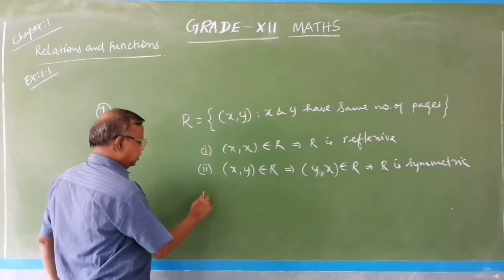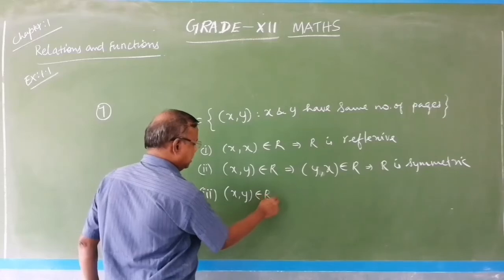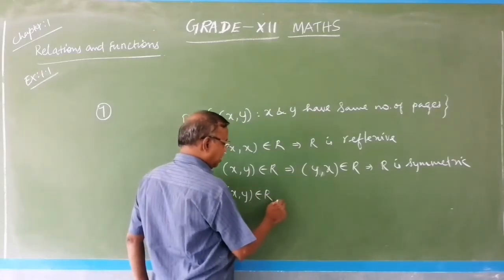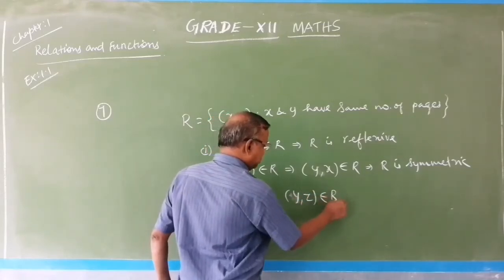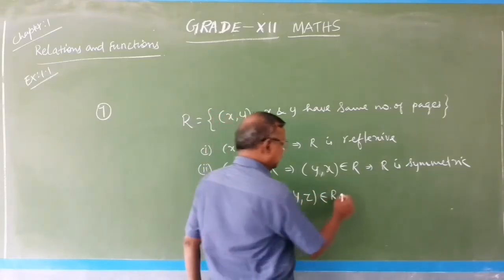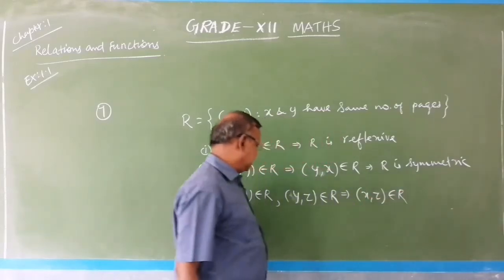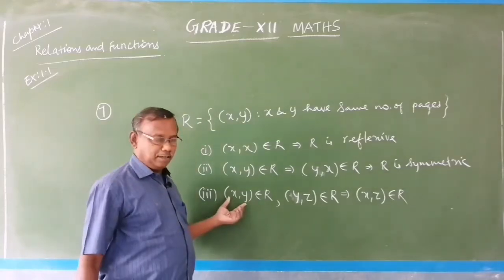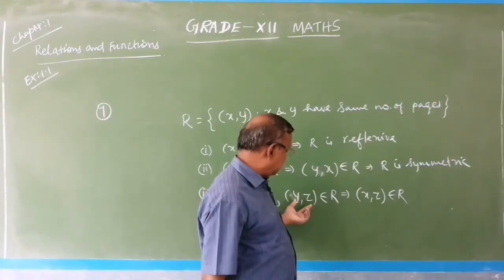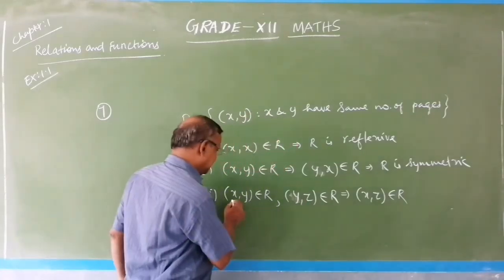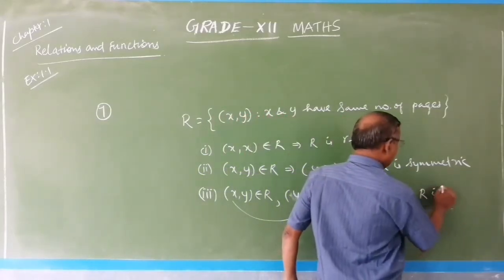Now third one, x and y having the same number of pages, so (x, y) belongs to R, and also (y, z), another two books having the same number of pages, then we must have x and z having the same number of pages. So if x and y have the same number of pages and y and z have the same number of pages, then x and z must have the same number of pages. So R is transitive too.